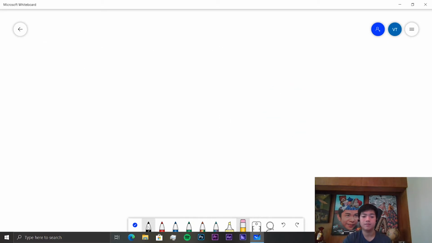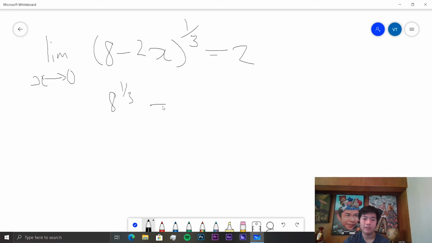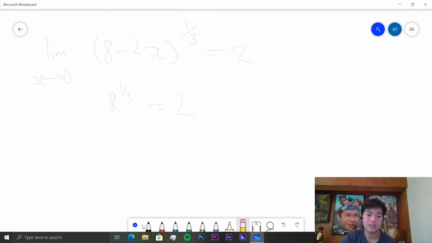Maybe a trick question. Okay, the next one is the limit as x tends to 0 of (8 minus 2x) to the 1/3. Again, as x tends to 0, this simply tends to 2. I don't see a problem because it's just 8 to the 1/3, which is equal to 2. Yeah, I don't know. That's a bit weird.